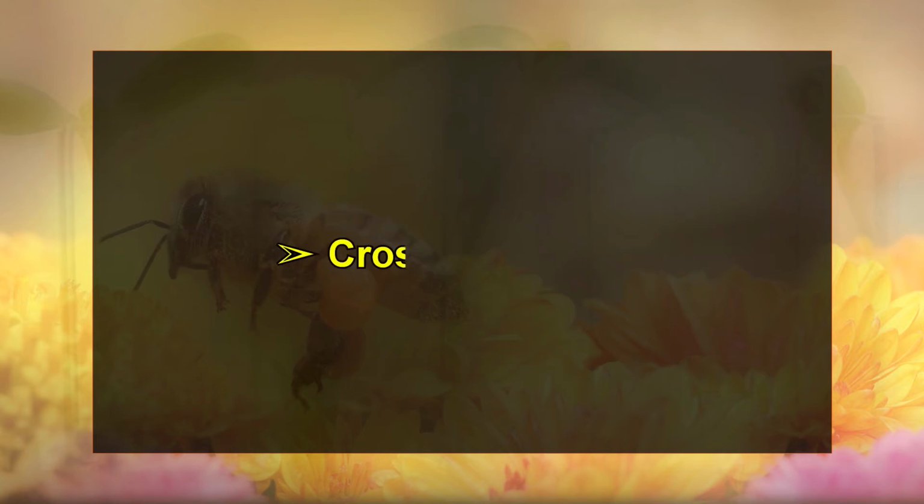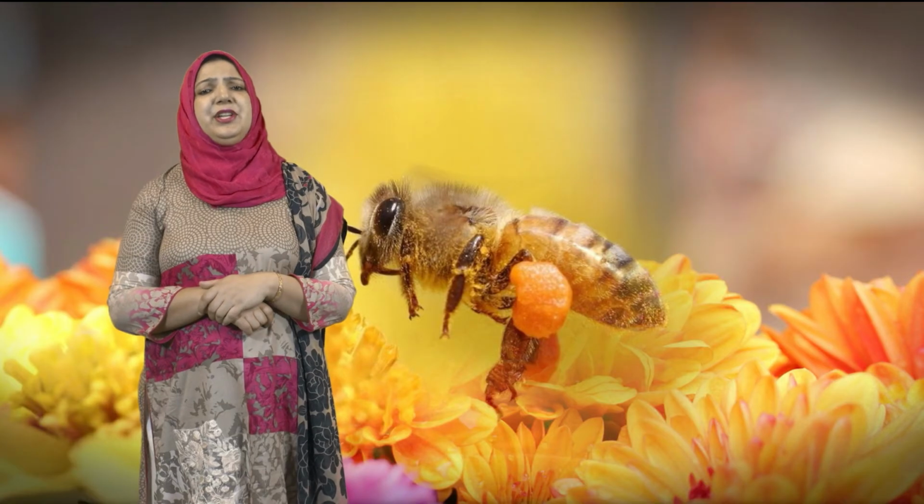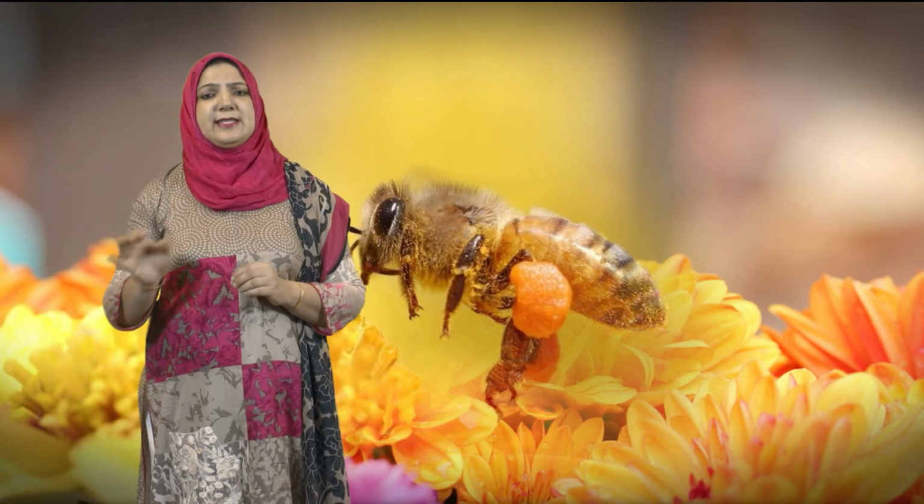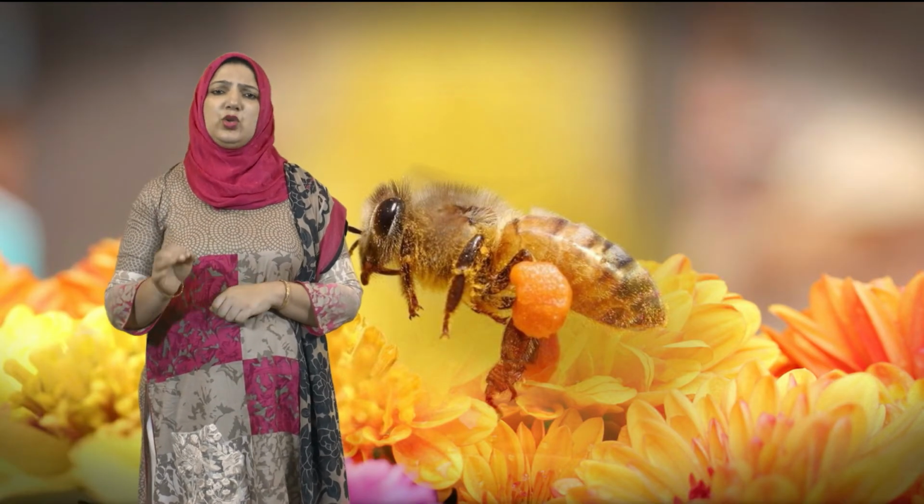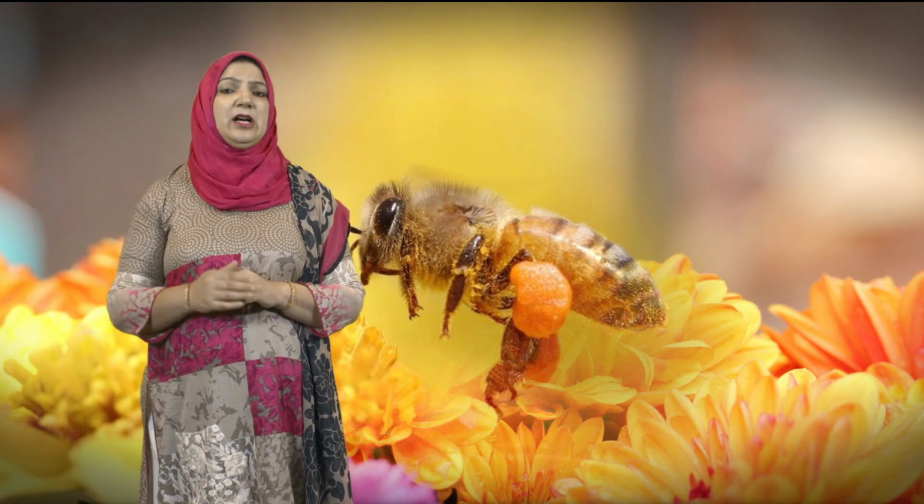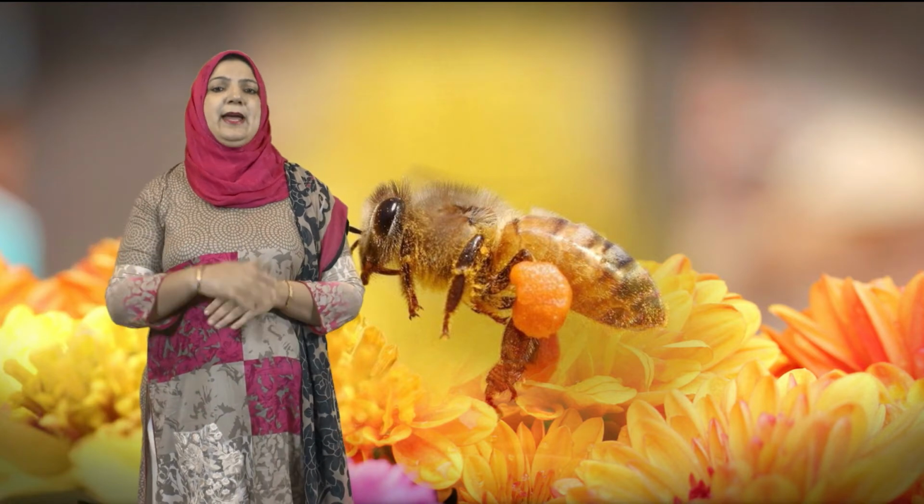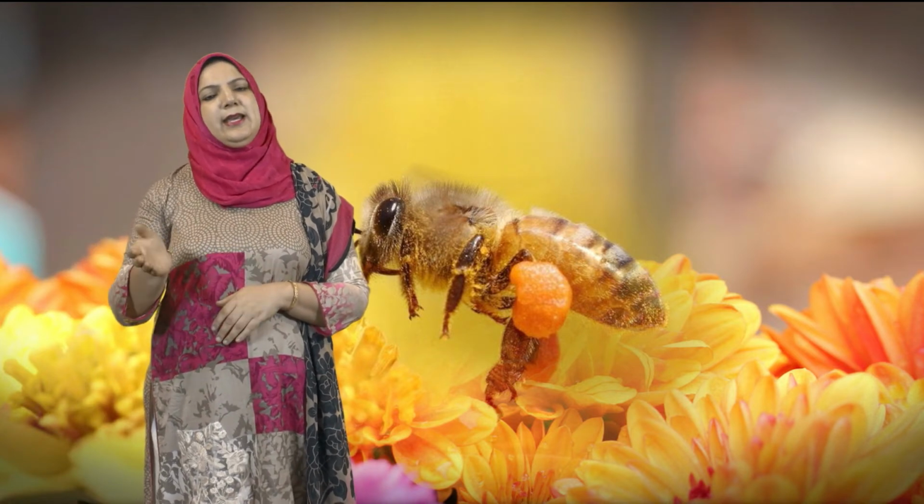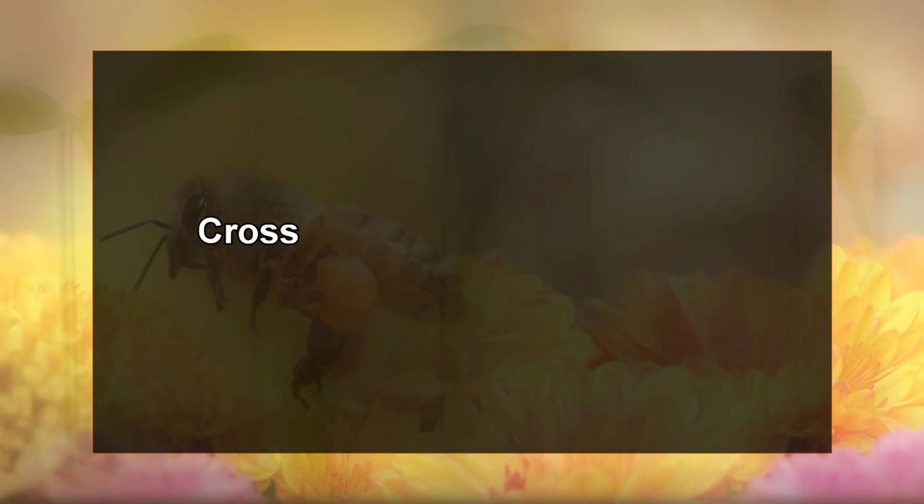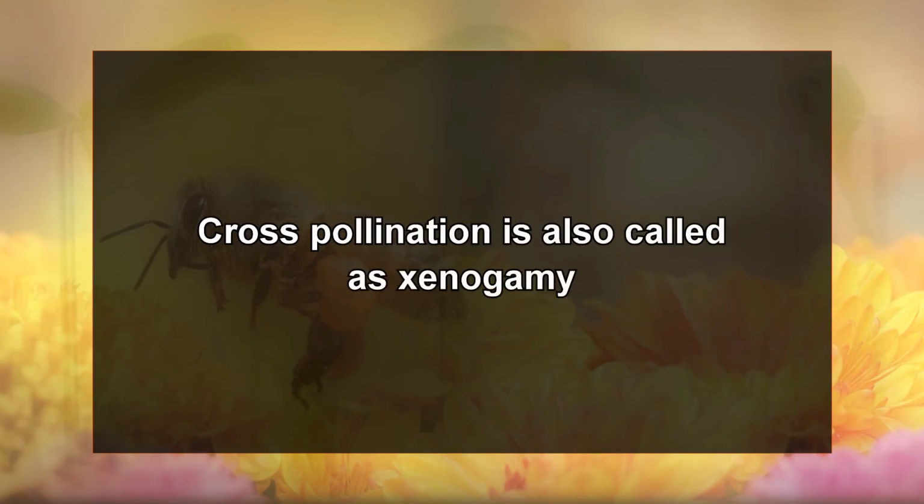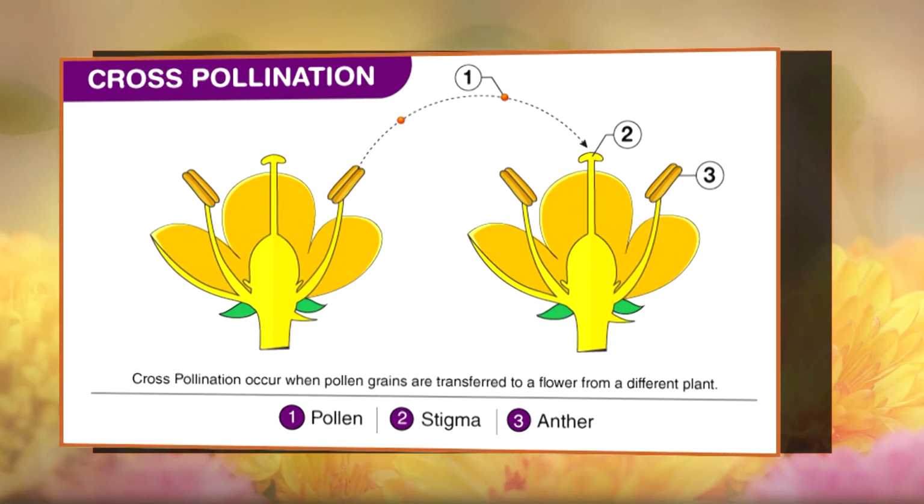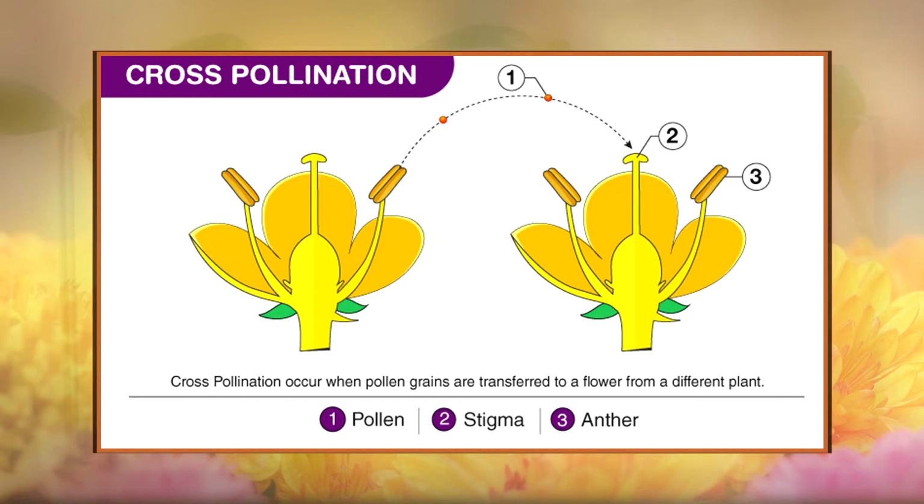Now, we come to the second type of pollination, that is cross-pollination. Pollination in which pollen is transferred from anther to stigma of a different flower born on another plant of the same species is called cross-pollination. It is also known as xenogamy. This type of pollination always occurs between flowers of genetically different plants.